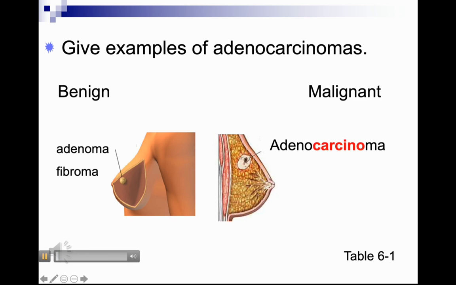As an example, a benign tumor of the breast could be an adenoma, a glandular tumor, or a fibroma, a fibrous tumor. Malignancy would be an adenocarcinoma. When you see carcino, that's a malignant word element. Adenocarcinoma, a glandular epithelial malignancy of the breast.